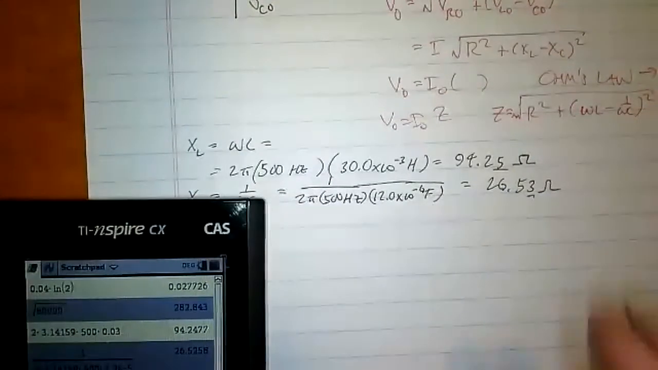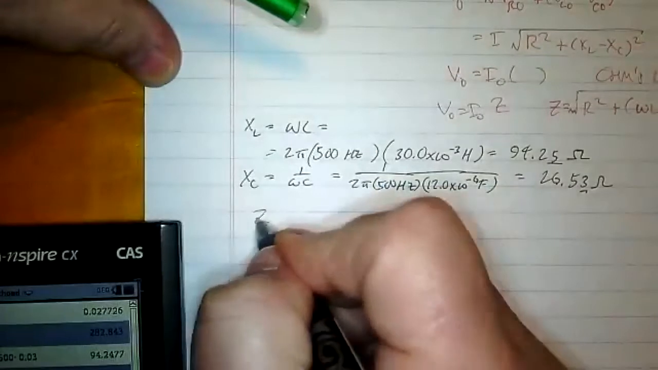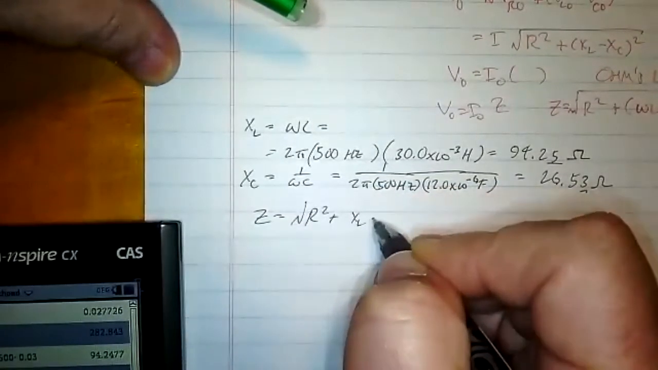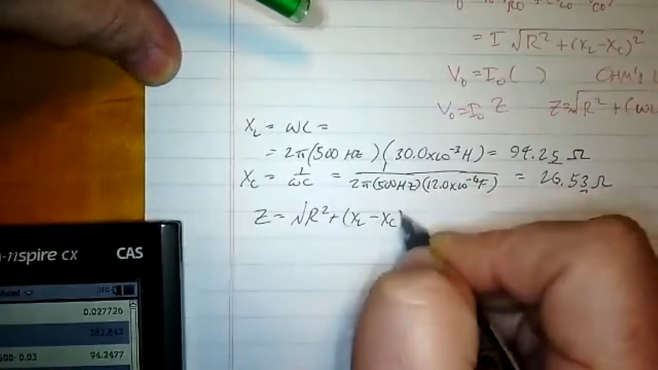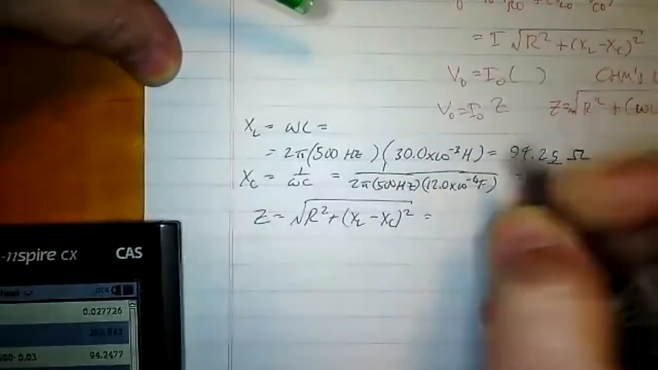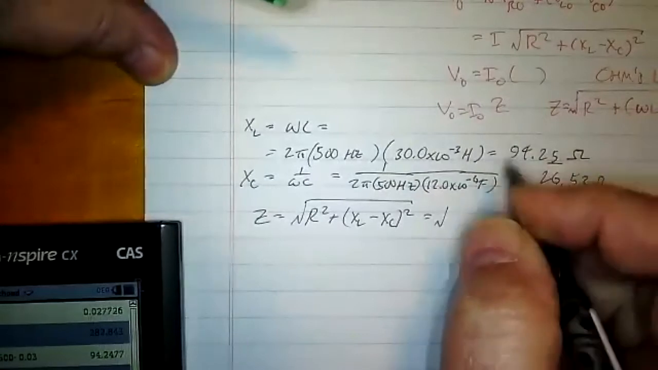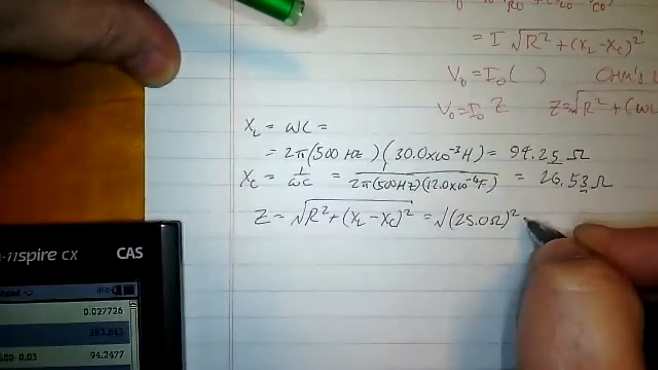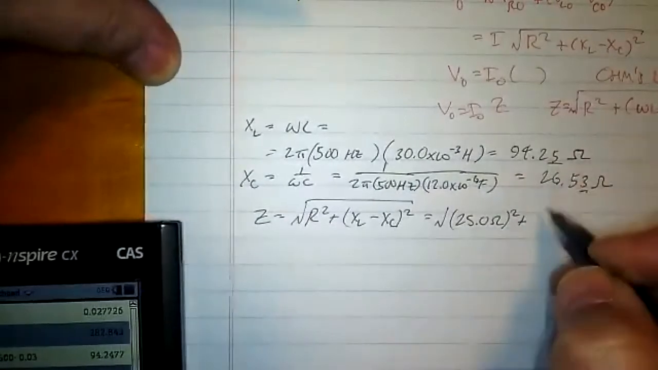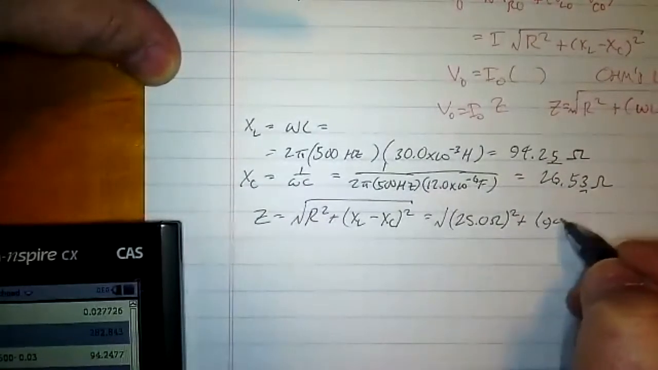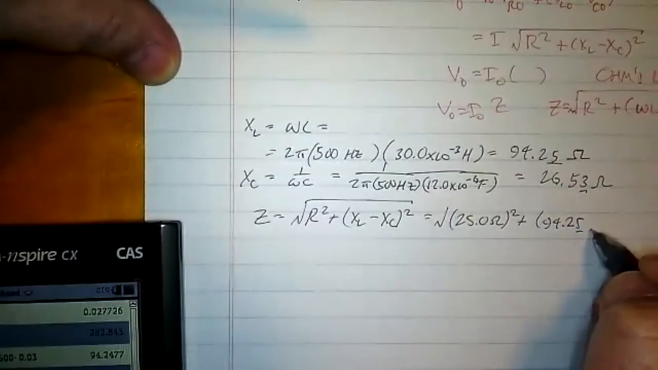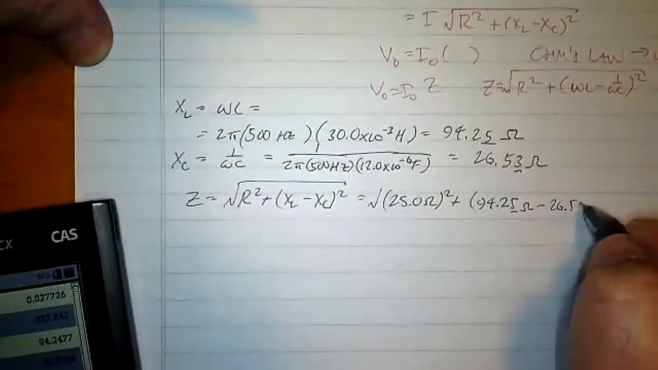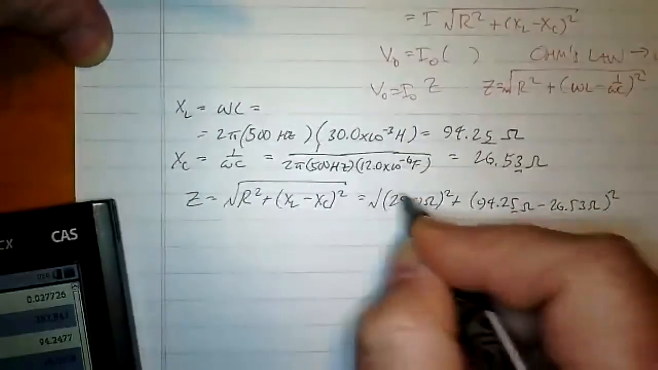Now I can find the total impedance. Z is equal to the square root of R squared plus (XL minus XC) squared. So I'm going to say the square root of 25.0 ohms squared plus (94.25 ohms minus 26.53 ohms) squared.